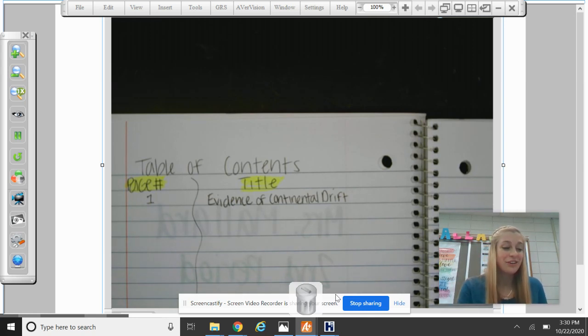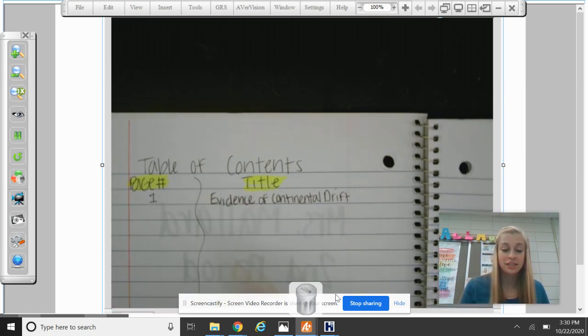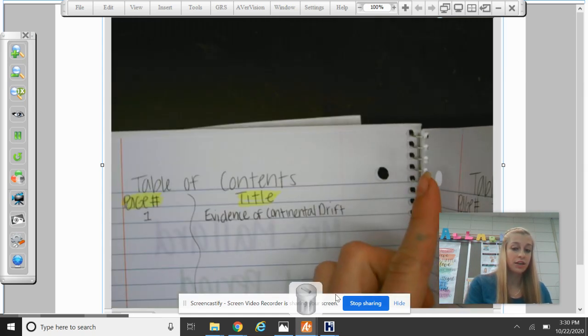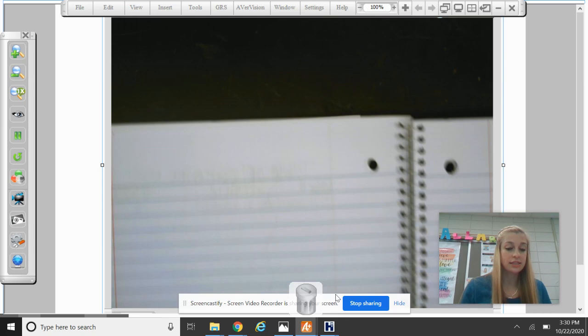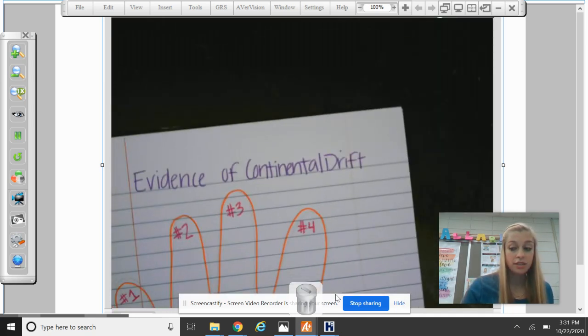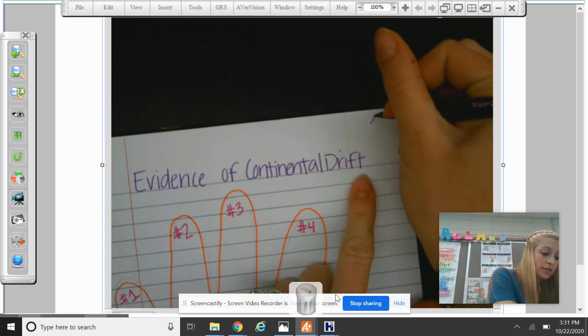All right, so notebook set up. I put 1 page of table of contents, 1 more page of table of contents over here, and then I left the next front and back blank just in case. And then I'm going to be starting on the next right hand. So my page number 1 is going to be on the right hand side.